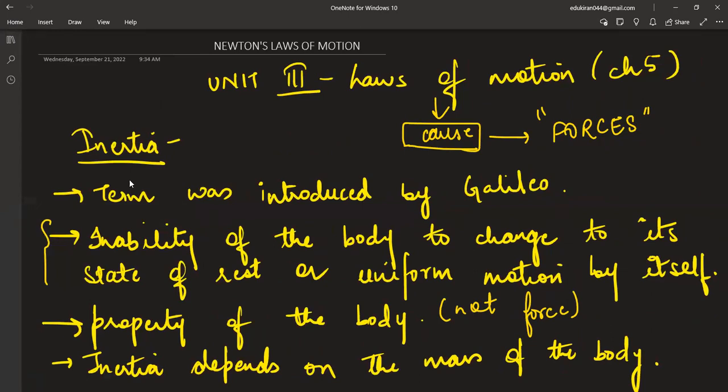Right now, let's focus on the first topic, that is inertia. So this term was introduced by Galileo. Now, what is meant by inertia? Inertia basically means you are in a state. State means a condition.